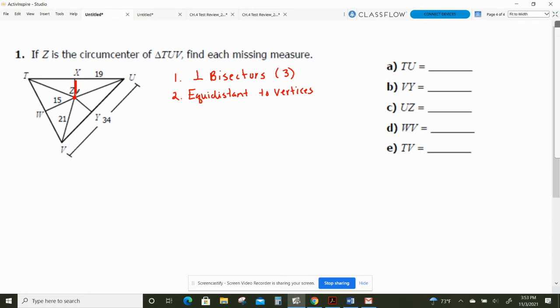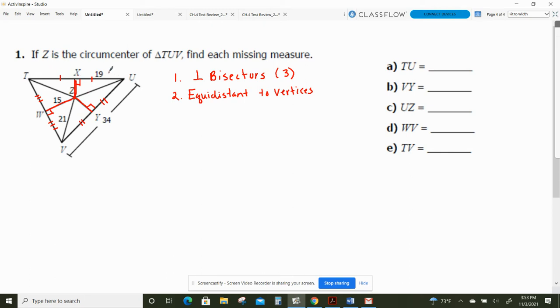So this short line here that goes to X, that's a perpendicular bisector. So it's perpendicular and it's bisecting. This line that goes from Z to Y is a perpendicular bisector. So it's perpendicular and bisecting. And then this line that goes from Z to W is also a perpendicular bisector. So it's perpendicular and it is bisecting. Okay. So let's see how that helps us.